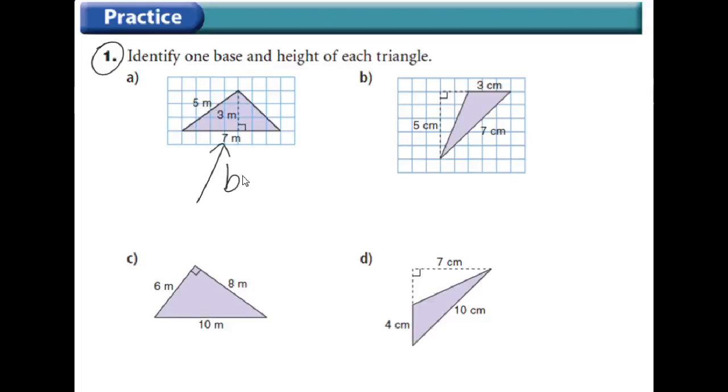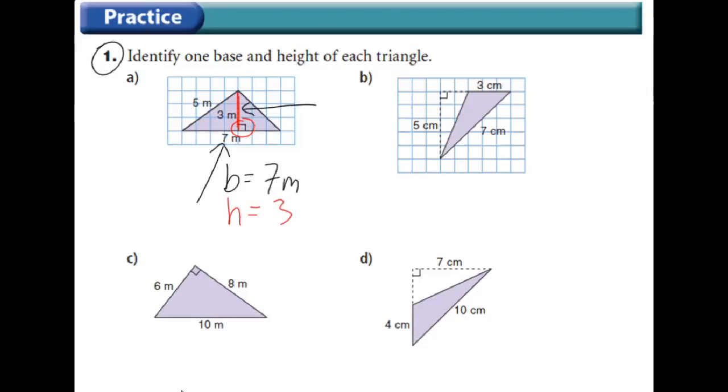So our base, in this case, if it's 7 meters, then our height has to be at a 90-degree angle. So we are looking for this little 90-degree angle symbol. And therefore, we know that the height is going to be 3 meters. Notice it says one base and one height.